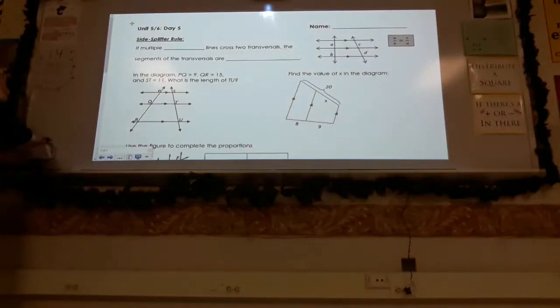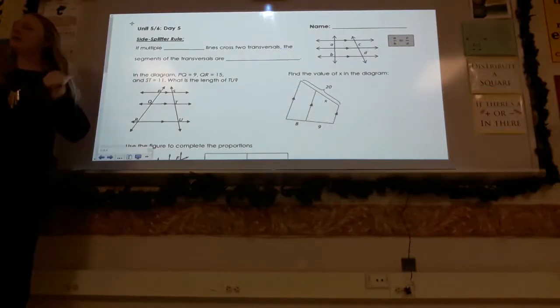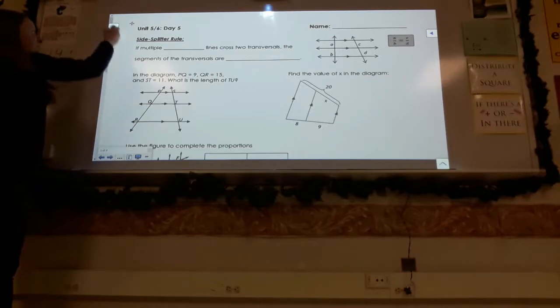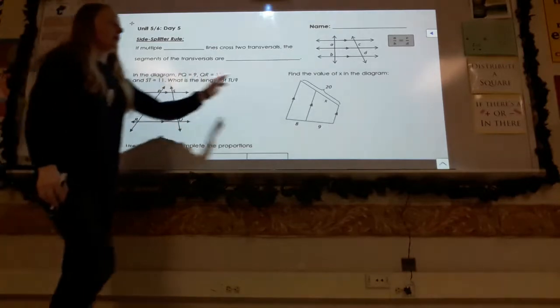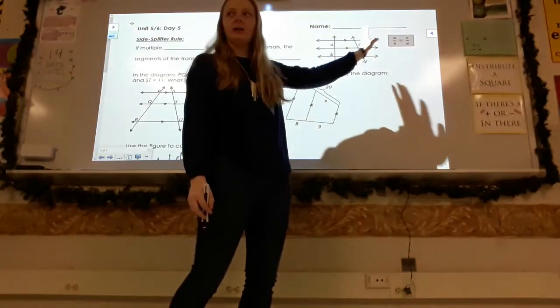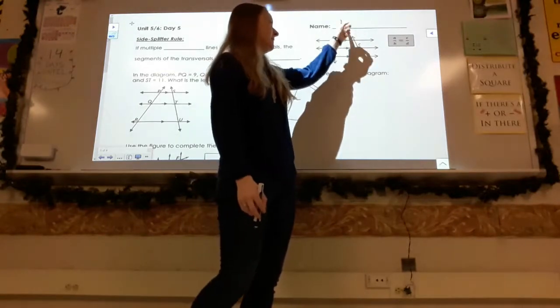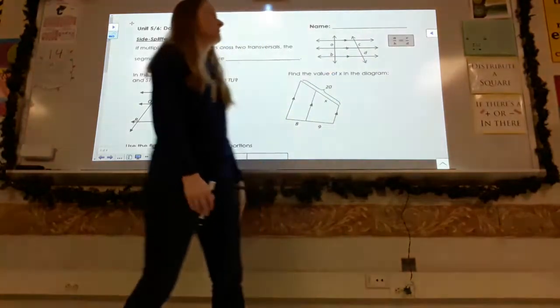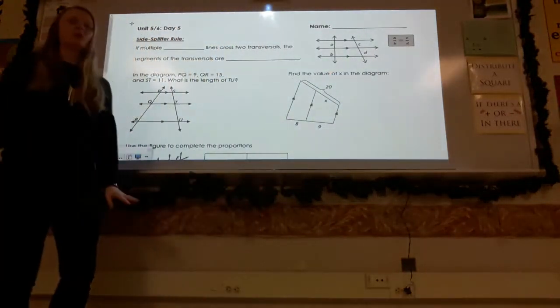Today we're going to be talking about two different rules. One of them is called the side splitter. So this is not with triangles. This is where you have parallel lines, it kind of looks like a train track, right? You have train tracks and then you have these little roads or something that are crossing over them. So these aren't triangles, these are with parallel lines.